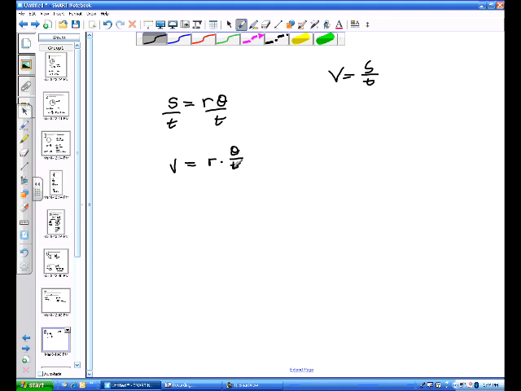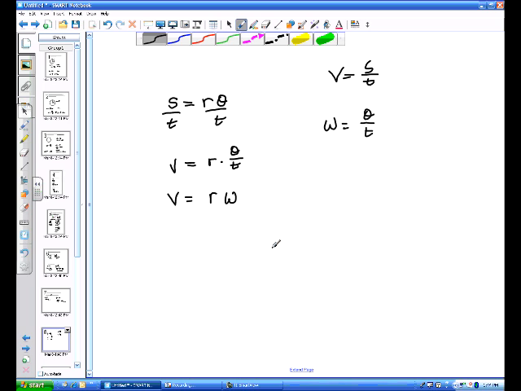By that, it's not a distributive property. And theta divided by time is angular velocity. So linear velocity is equal to our radius times angular velocity. And you can see that the faster the angular velocity is, the faster the linear velocity would be. It's going to be proportional, or the longer the radius, the faster the linear velocity would be.